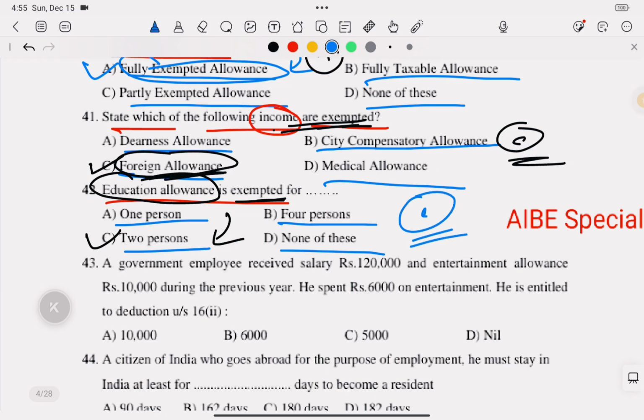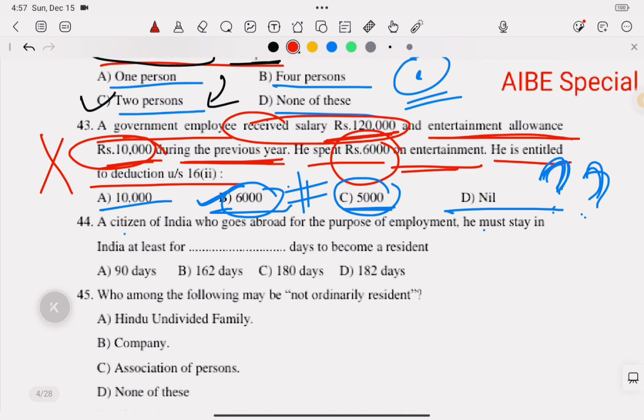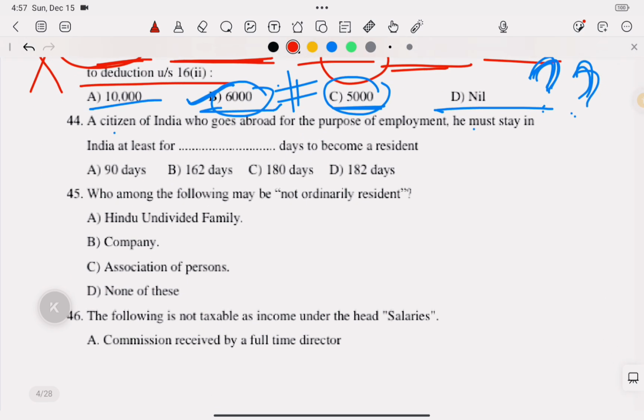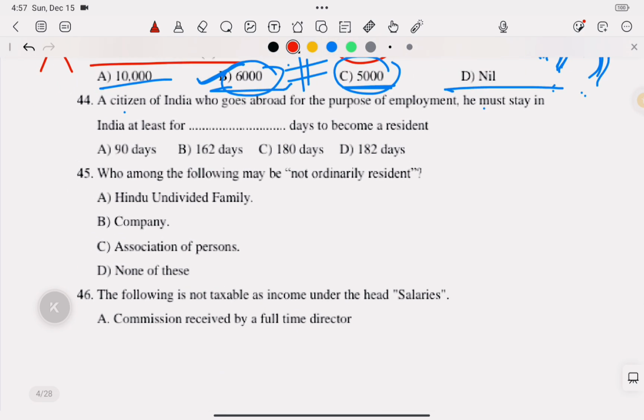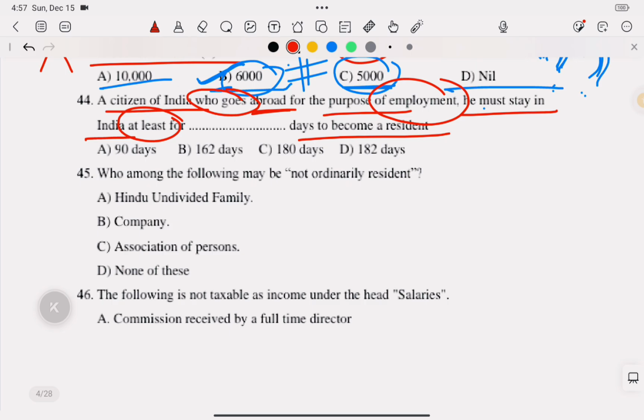Okay, so now moving to next question. The next question is, a citizen of India who goes abroad, जो abroad में जाता है for the purpose of employment के लिए, for the purpose of employment, he must stay in India at least for how many days to become a resident? Let's see the options.